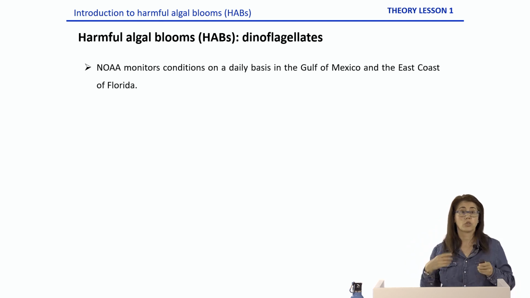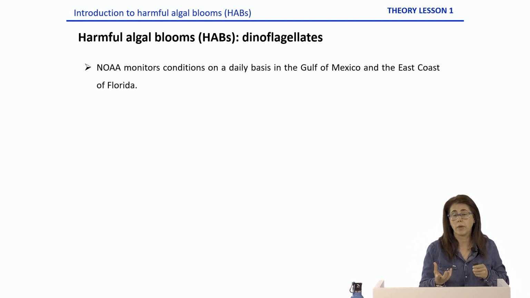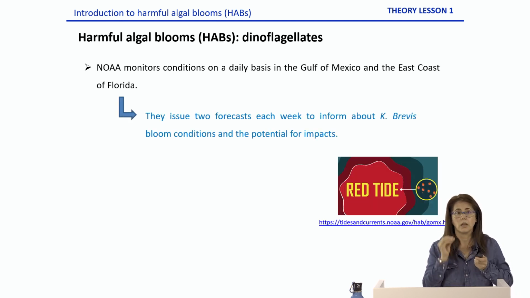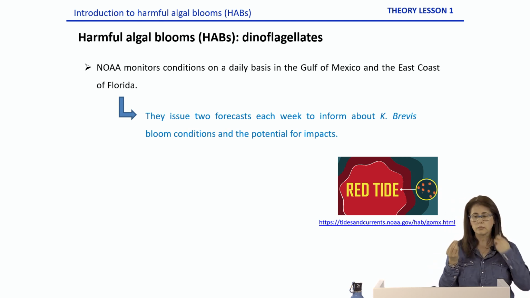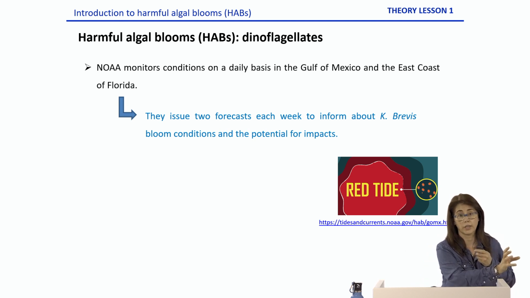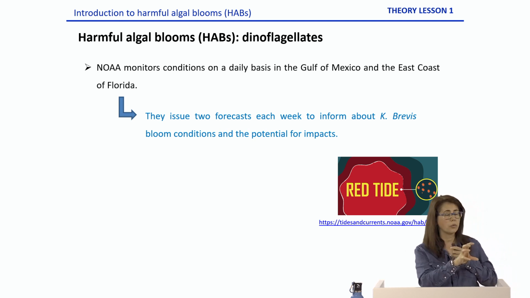NOAA monitors conditions on a daily basis in the Gulf of Mexico and along the east coast of Florida. NOAA is the national organism for atmospheric and oceanic research in the States. And they monitor on a daily basis because they do have these Karenia brevis blooms along the Gulf of Mexico and along the east coast of Florida. And we're going to see that Karenia brevis blooms can be really nasty.